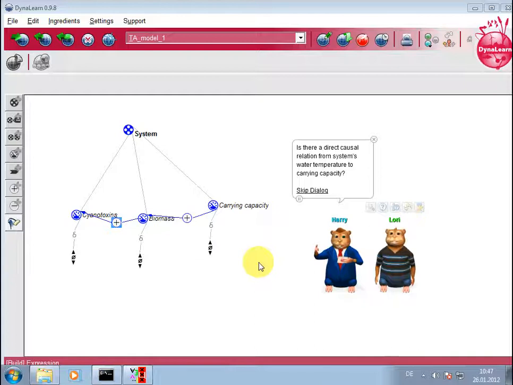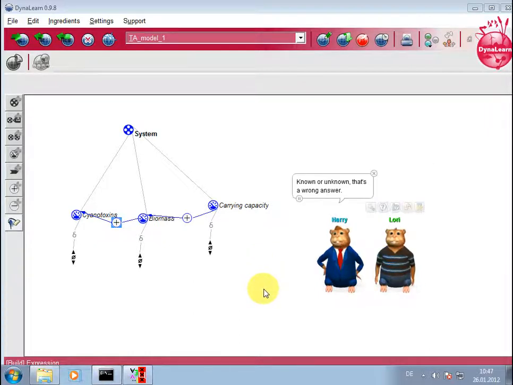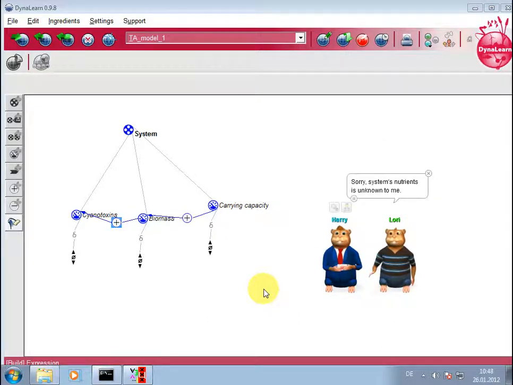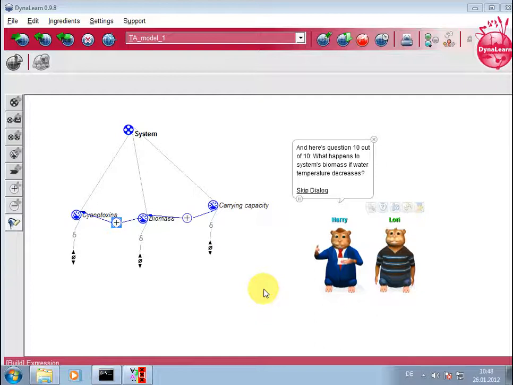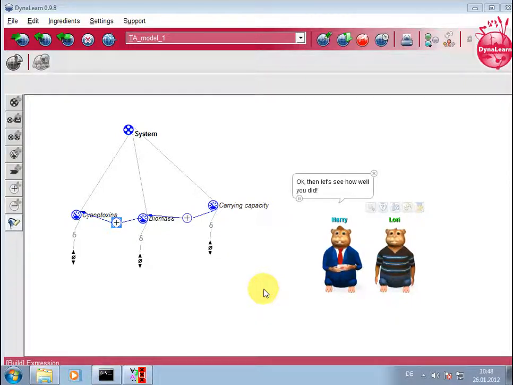Is there a direct causal relation from systems water temperature to carrying capacity? Sorry, systems water temperature is unknown to me. Known or unknown, that's the wrong answer. Next question, what happens to systems biomass if nutrients increases? Sorry, systems nutrients is unknown to me. Known or unknown, that's the wrong answer. And here's question 10 out of 10. So the last question of this quiz, and then we see the results next. Systems water temperature is unknown to me. That's a pity. Okay, then let's see how well you did.